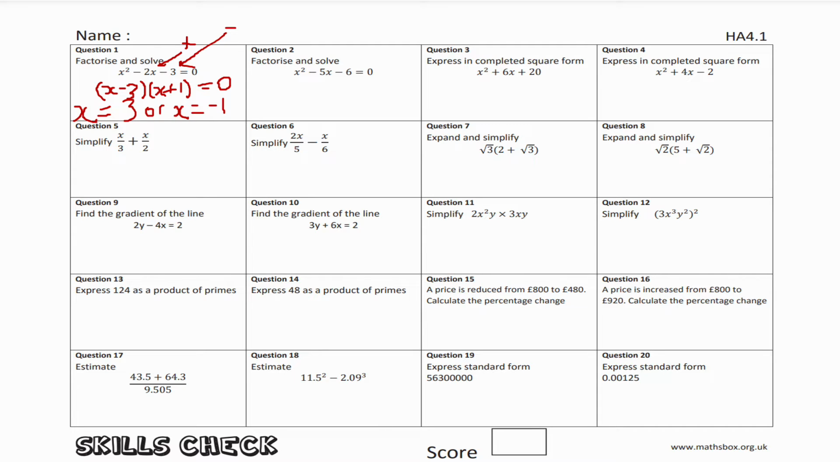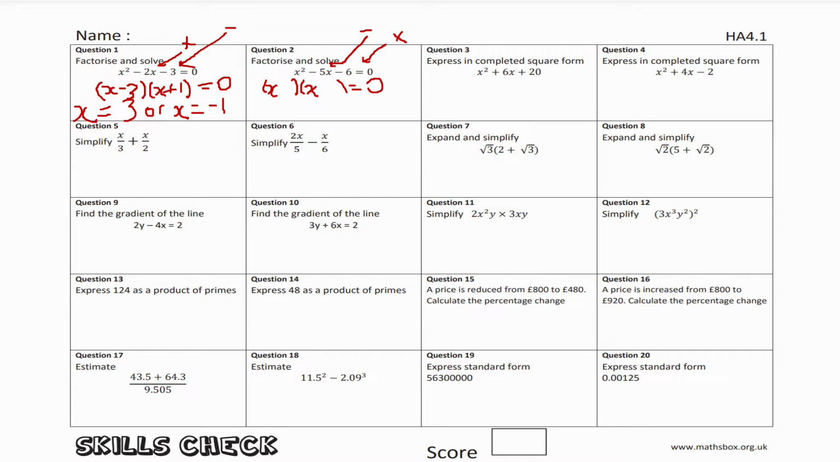This is question number 2, guys. Factorize and solve x squared minus 5x minus 6 is 0. So again, guys, double brackets because we've got 3 terms. Set it equal to 0. x and x going off first and second bracket. I want two numbers that add to give me minus 5 and multiply to give me negative 6.